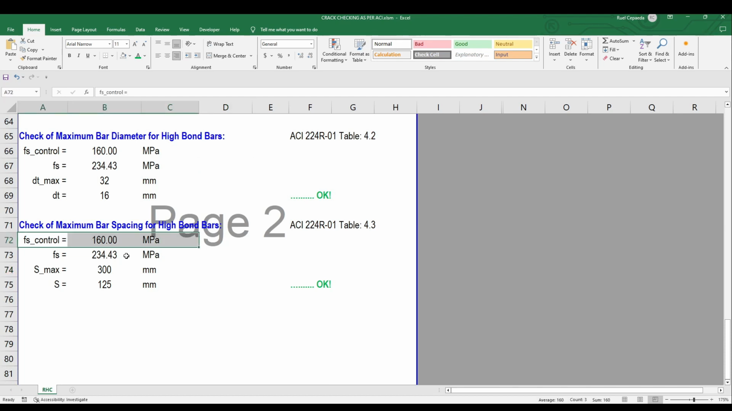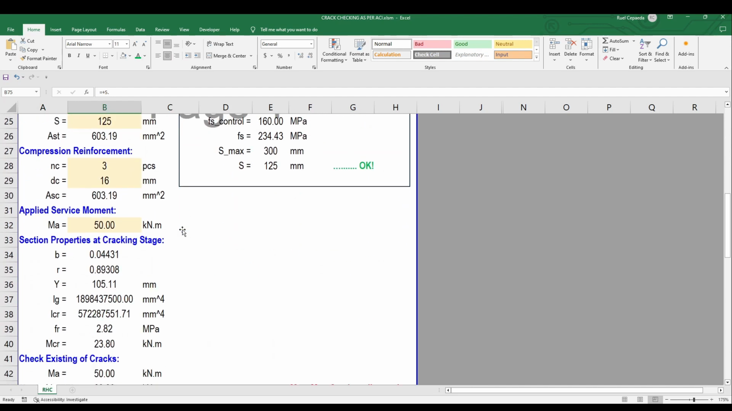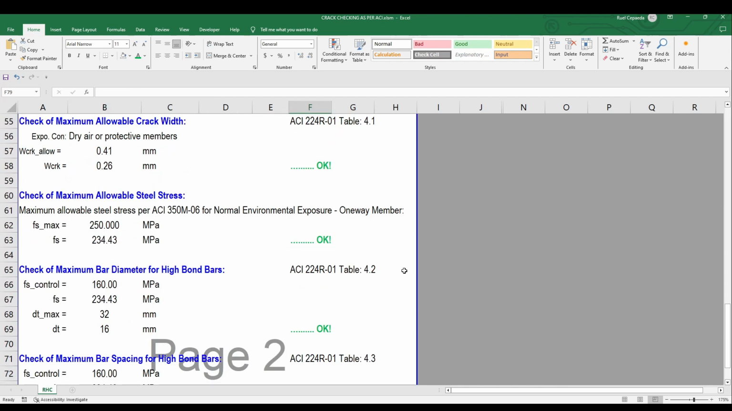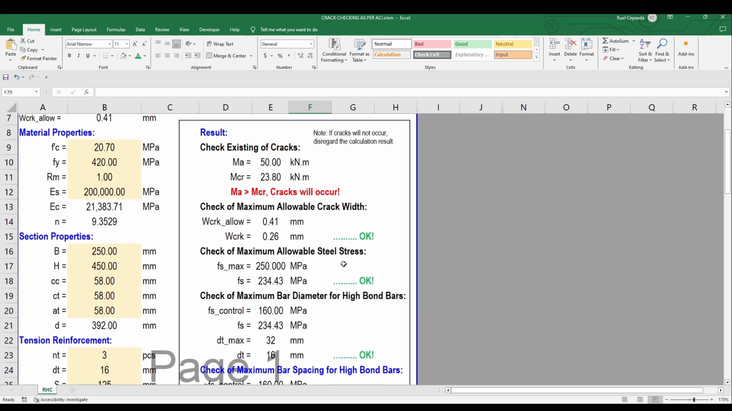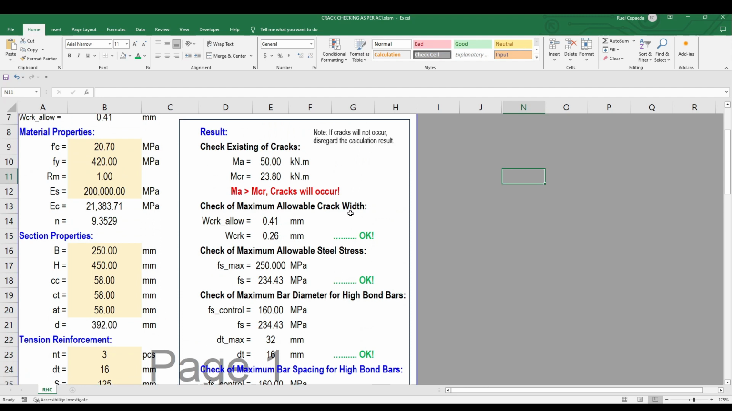Then, how about the spacing of the high band bars? Same din. 160 yung control natin if S 160. Then, yung S max natin is 300. So, hindi tayo lalampas sa center-to-center distance na yan. Spacing ng rebar. So, yung S provided natin is 125. Saan na yan? Ito, 125. So, okay siya. Therefore, okay. So, ang kagandaan dito, may summary na tayo. Pwede na natin makita yung result kaagad.